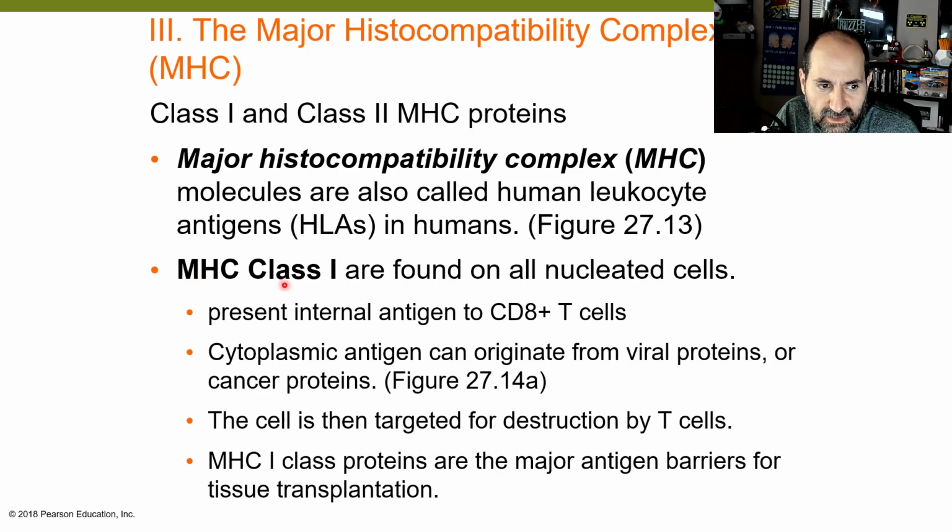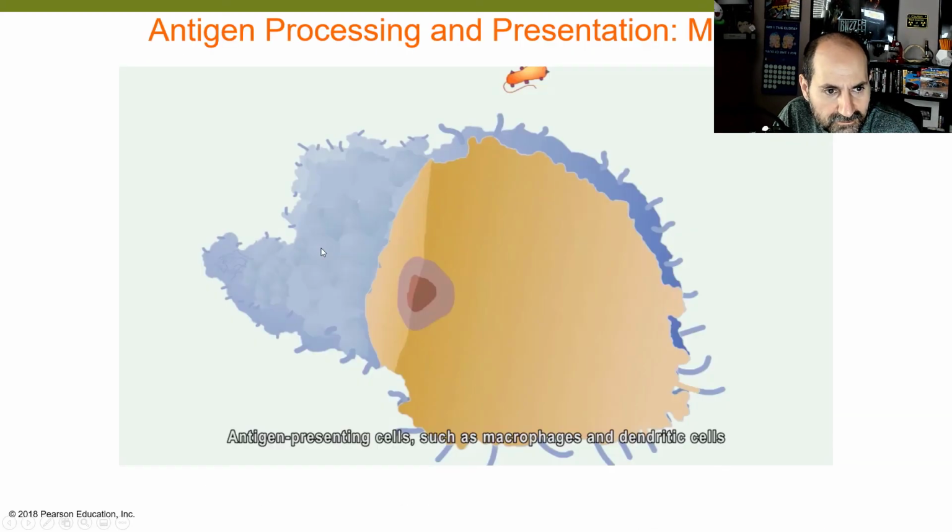You should know MHC class 1 is found on all of your nucleated cells, and you should know that it's recognized by T cells, the cytotoxic T cells. CD8 positive T cells recognize MHC class 1. And also you should know that when a cell has internalized its MHC class 1, that's when the natural killer cells kill the cell. Okay.